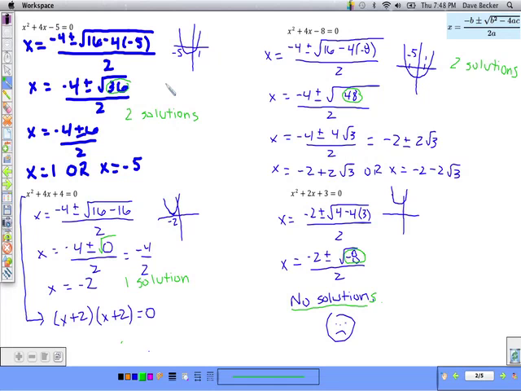A positive 36, a positive 48 gave us two solutions in both cases. A 0 gave us one solution, and a negative number gave us no solutions. Well, that's all because it's under the square root. Well, what's under the square root in the quadratic formula?